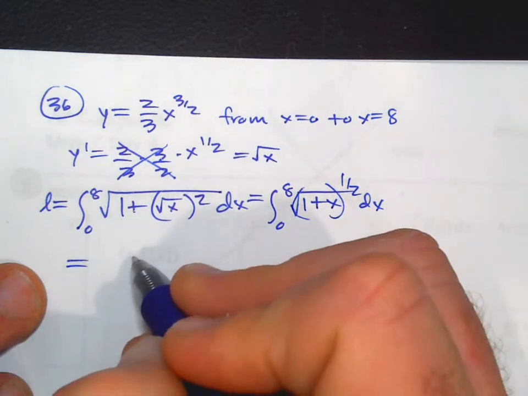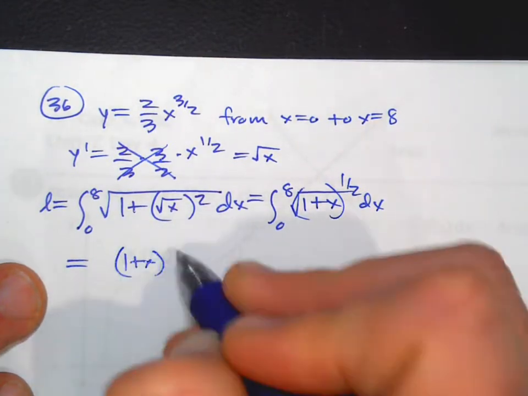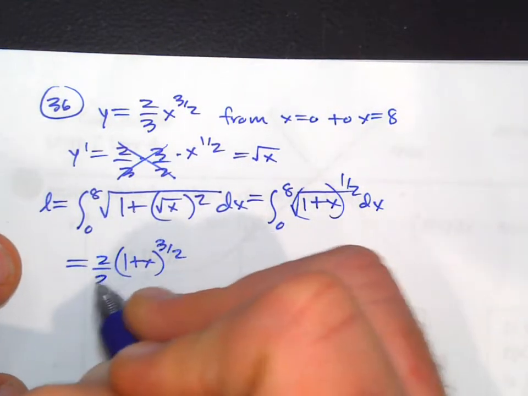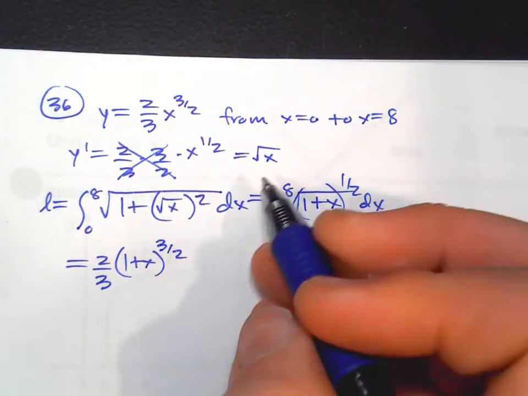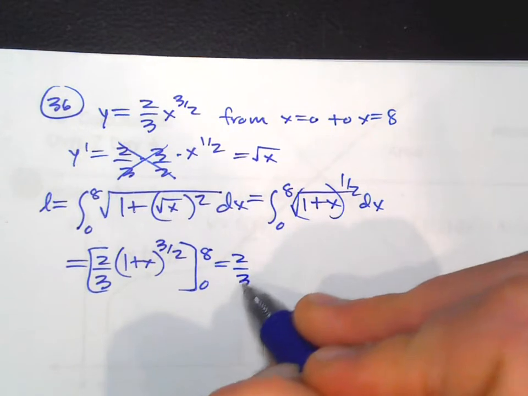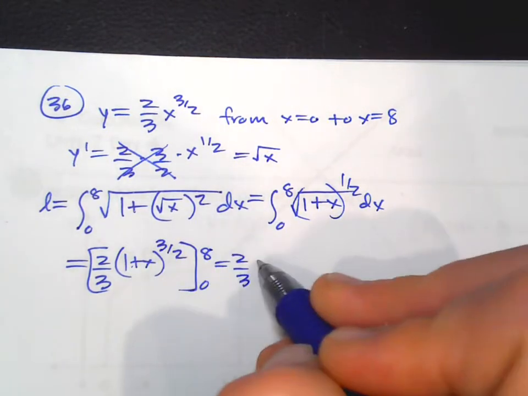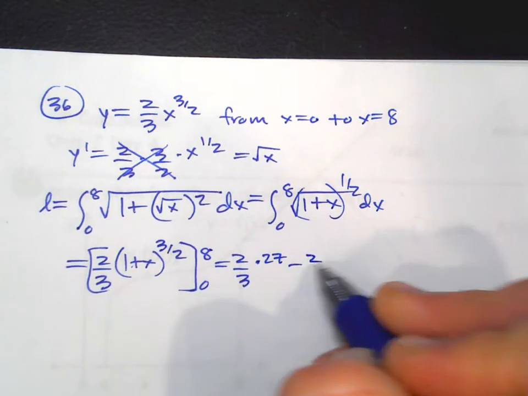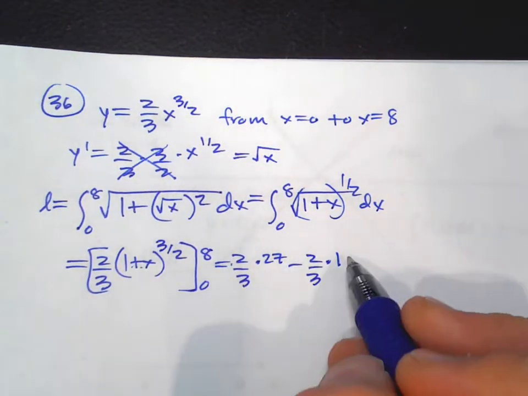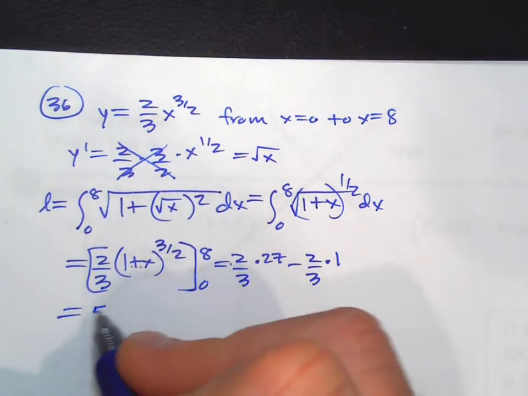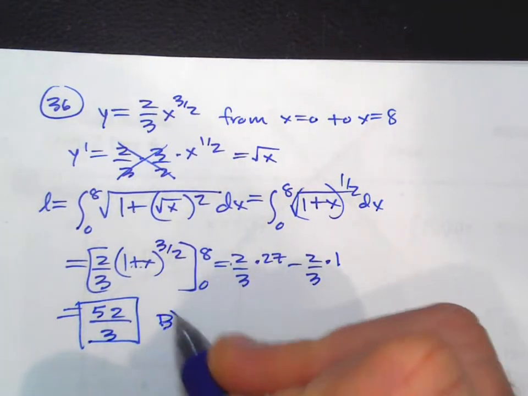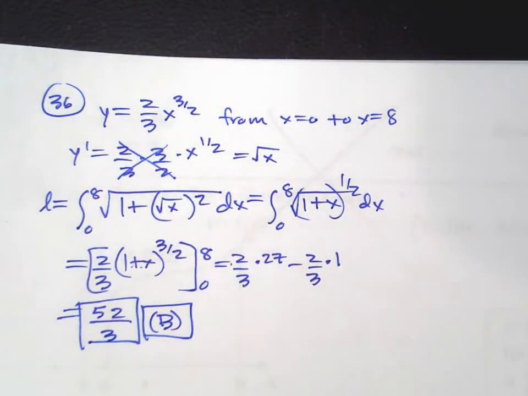All right, so it's going to be (1 plus x) to the 3 halves divided by the new exponent. The derivative of what's inside is 1, so it's not even going to do anything. 0 to 8. So 2/3, square root of 9 is 3, cubed is 27, minus 2/3 times 1, that's going to be 1, it's not 0. 54 minus 2 is 52 over 3. That's our answer, which matches answer B. All right, so I'll do the work.